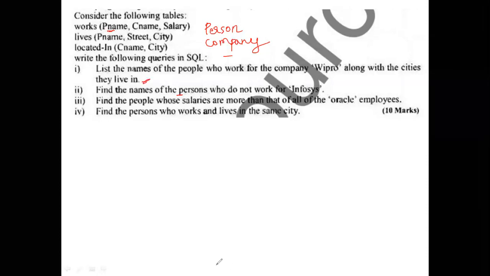So what is asked over here is that we must extract the names of people who work in Wipro along with the cities they live in. So the city is the lived-in information, present in the lives table, and in which company they work is present in the works table. So in order to solve this, we need two tables, that is works and lives. So how do we link these two tables? It is through P name, that is the person name. Okay. So our query will look like this.